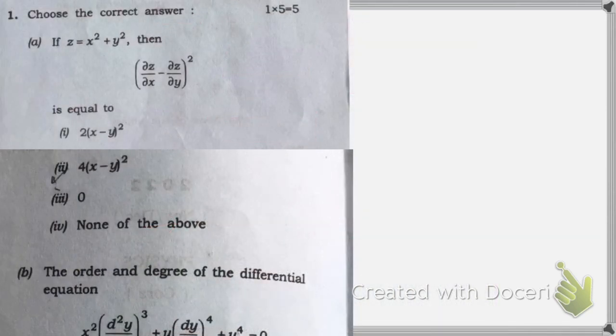So here is the first question. If z is equal to x square plus y square, then we need to find which option is correct. So let me find that.